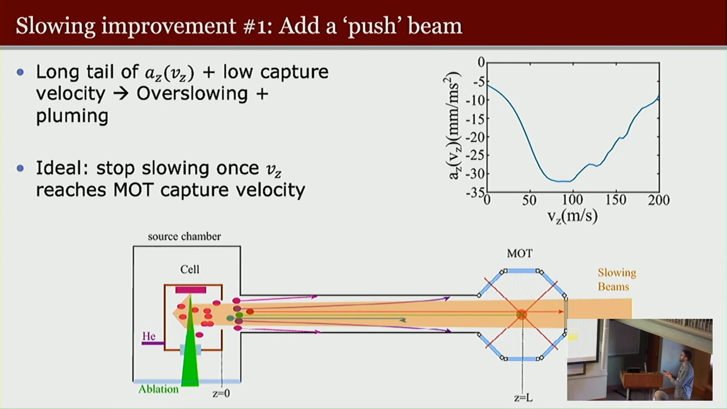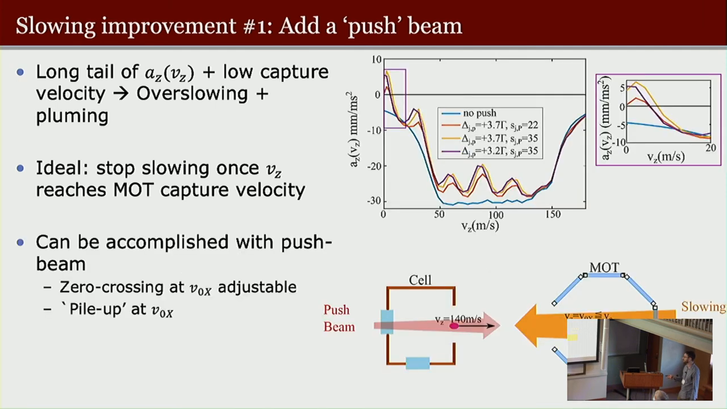So basically, the point here is that once you get to your capture velocity of, say, 10 meters per second, there's nothing stopping you from going to 5, to 0, to negative 5, et cetera. So it would be ideal if somehow you could cut this off, so you can stop slowing once you've decelerated to the point of the capture velocity.